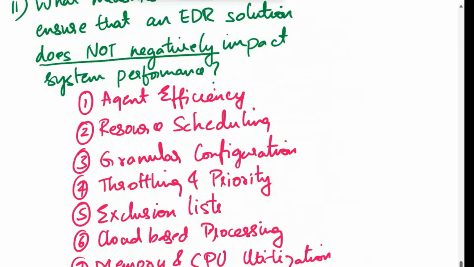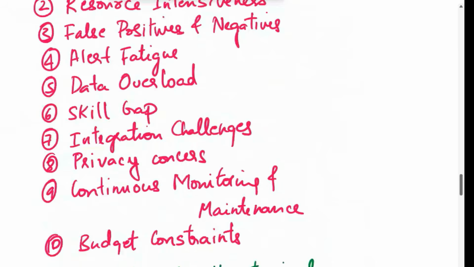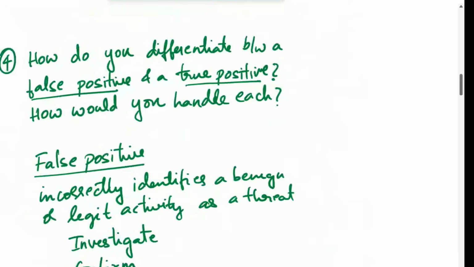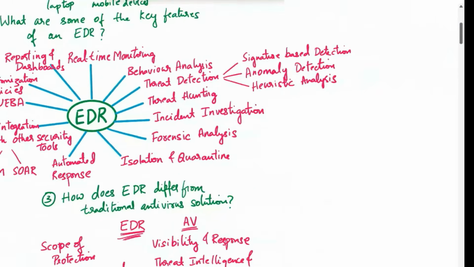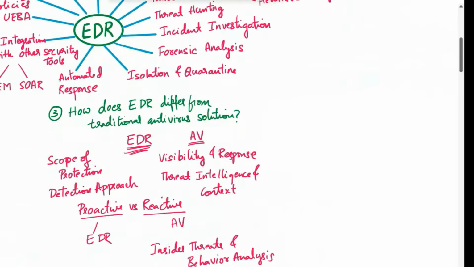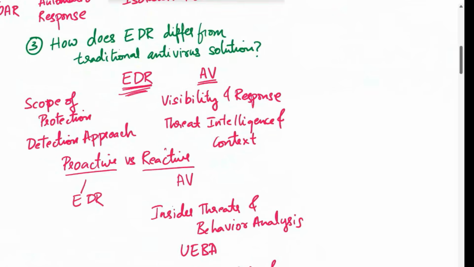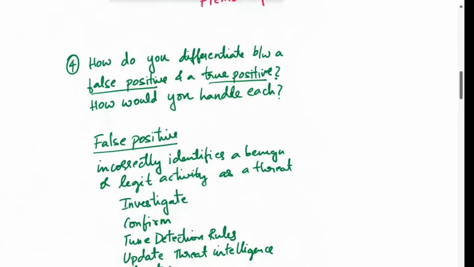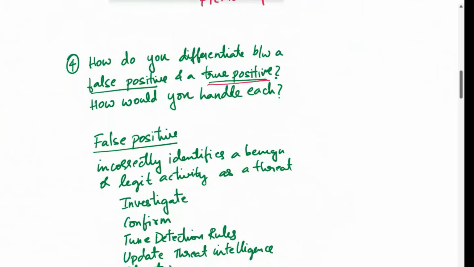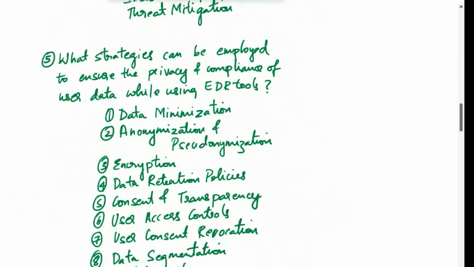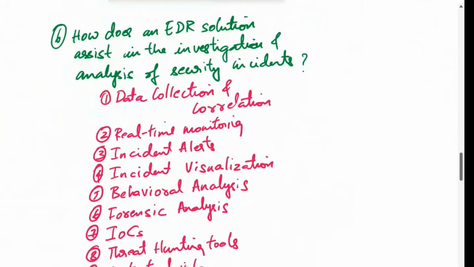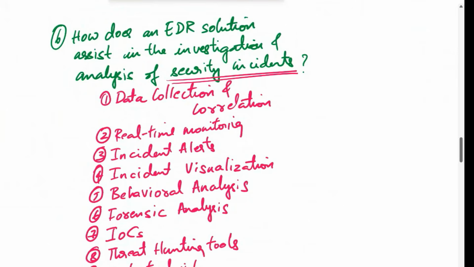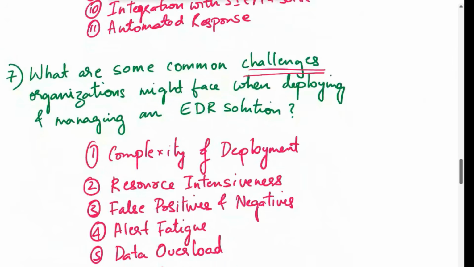So that's it for today. We learned what is an EDR, what are the key features of an EDR. When we talk about the key features, it also talks about why EDR is required, what is the benefit of having EDR. Next, we discussed what is the difference between traditional antivirus solution and EDR, how to handle false positives and true positives, what are they, and privacy and compliance, how can that be tackled when you're deploying an EDR solution, how does it help with handling security incidents, what are the challenges that organizations might face when deploying it.